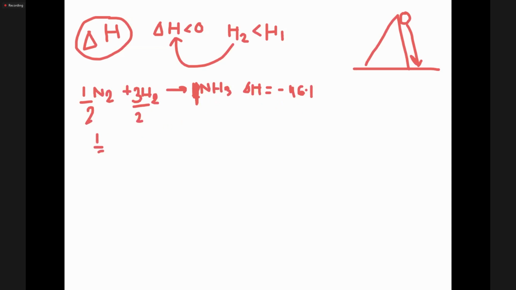We have the equation half H2 plus half Cl2. It will produce 1 mole of HCl. And the delta H value for this is minus 92.32 kilojoule per mole. Here also, it is an exothermic process. That's why you might have the assumption that it is spontaneous.